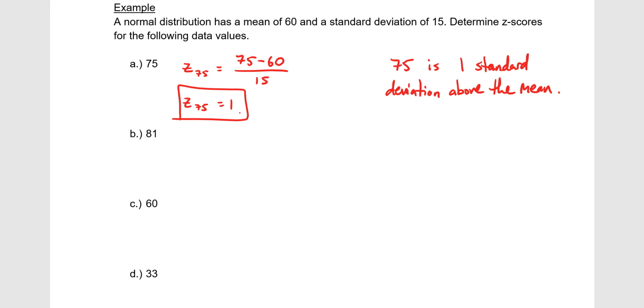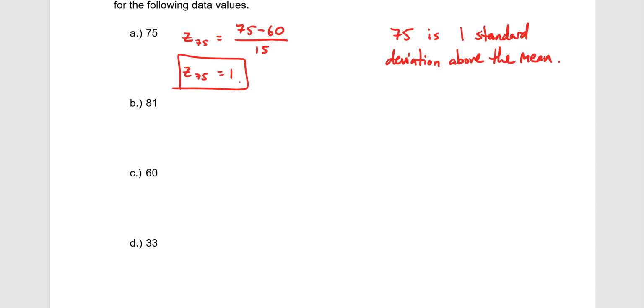That means that 75 is 1 standard deviation above the mean, which should make sense because 75 is exactly 15 more than 60. 15 is the standard deviation. Okay, and then for the next one, we want the z-score for a data entry of 81. So it's going to be the data value 81 minus the mean divided by the standard deviation. And we plug that in. And we end up getting 1.4.